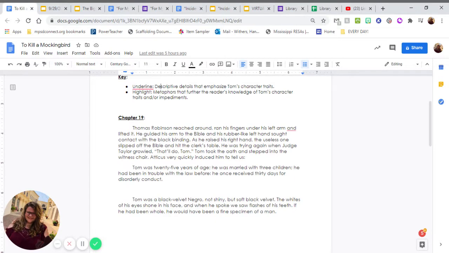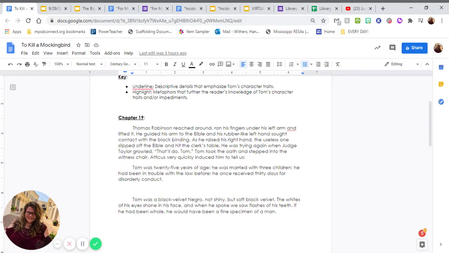And then a little bit later, it says, Tom was a black velvet Negro, not shiny, but soft black velvet. The whites of his eyes shone in his face, and when he spoke, we saw flashes of his teeth. If he had been whole, he would have been a fine specimen of a man.